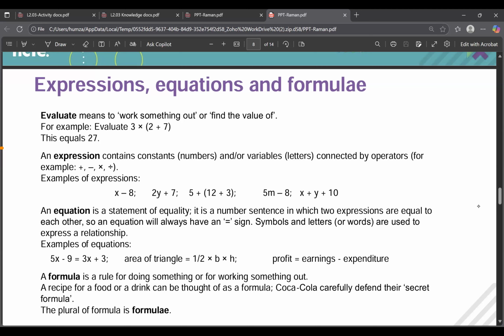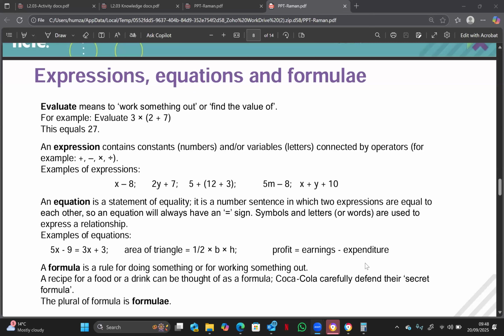Let me mute. Sorry, can you see my screen? Can you see my screen?